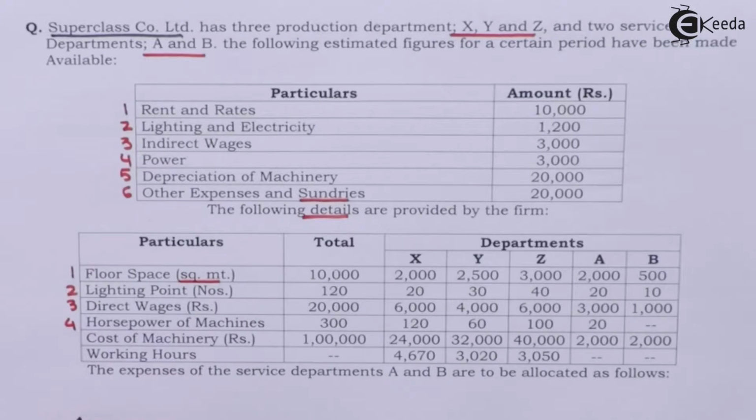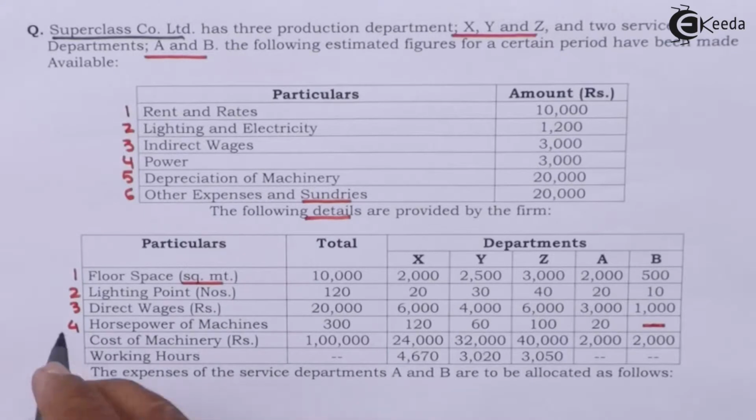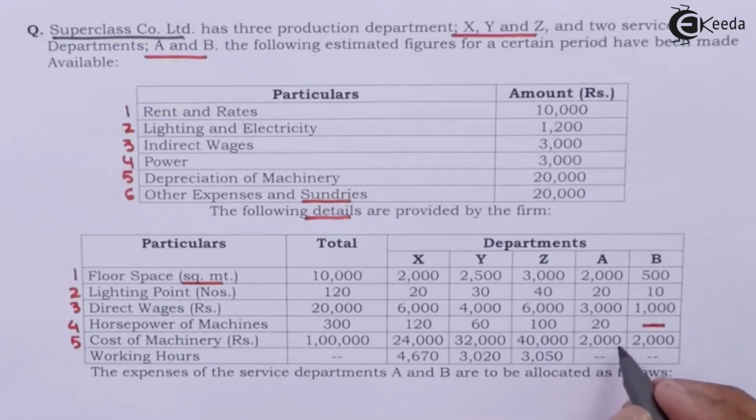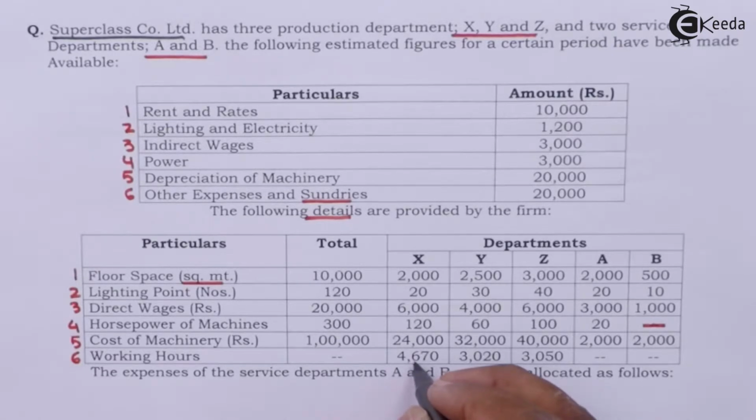Horsepower of machines, 300, department X 120, Y 60, Z 100, department A 20, and there is no use in department B. Cost of machinery, total 1 lakh, department X 24,000, Y 32,000, Z 40,000, departments A and B 2,000 each. Working hours, department X 4,670, Y 3,020, Z 3,050.